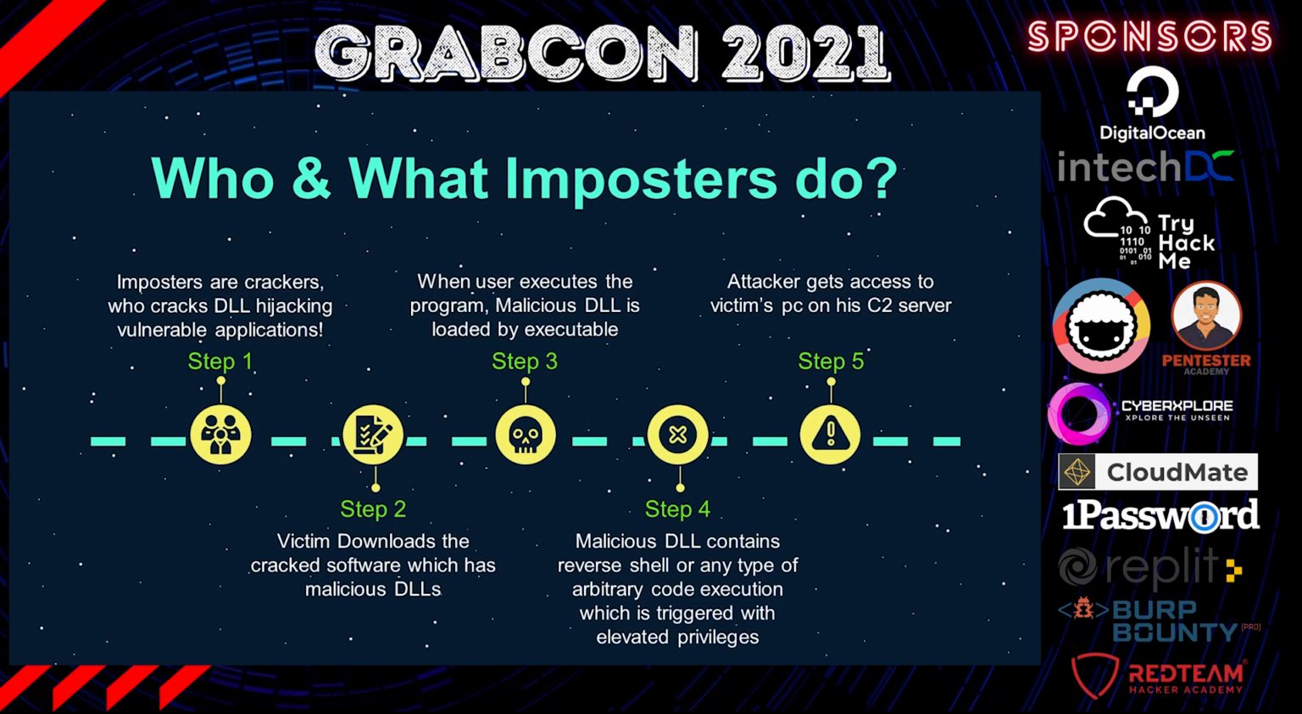In step 4, what happens? The malicious DLL contains a reverse shell or any type of arbitrary code execution, which is triggered with elevated privileges. Right? In step 5, the attacker gets access to the victim's PC on a C2 server or any normal one. Maybe it could be Metasploit if you are running in a local environment. So basically, this is how cracked applications come in handy for crackers for attacking a lot of people. This is just an example to give you an idea about what DLLs could be used for and what the offensive ways to use this are.